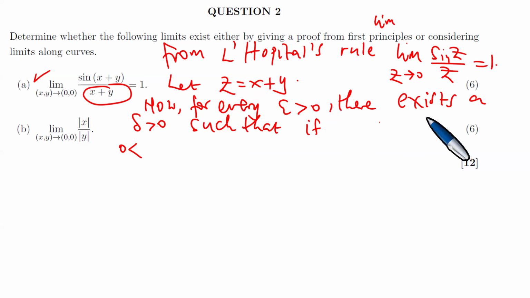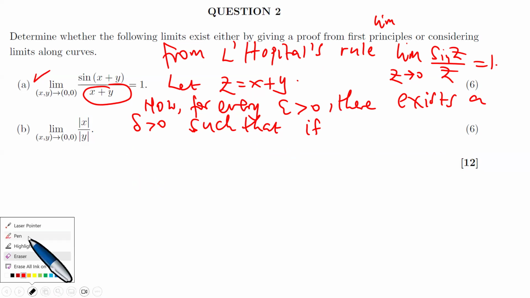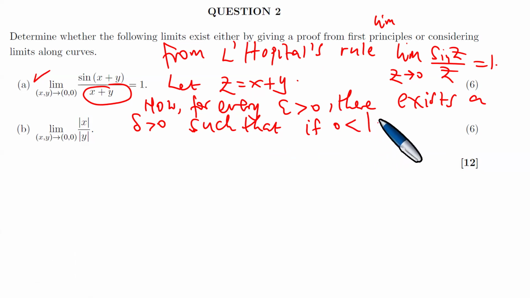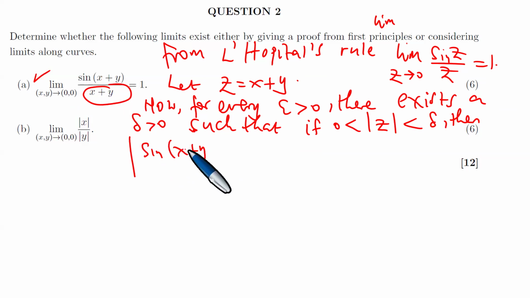Now, for every epsilon positive, there exists a delta positive such that if, and this statement is very, very popular in calculus, such that if 0 is less than the modulus of z, less than delta, then we know that the modulus of this function, which is the sine of x plus y divided by x plus y, minus one is less than epsilon.